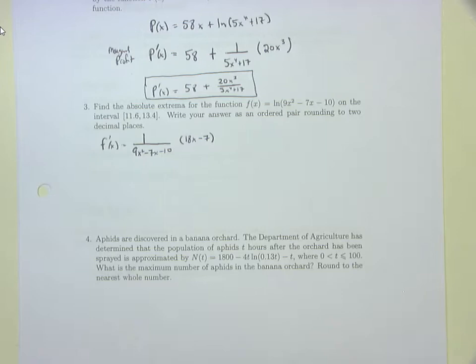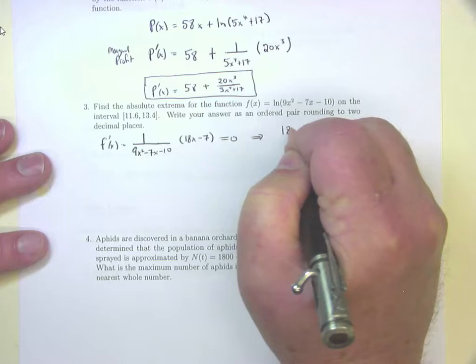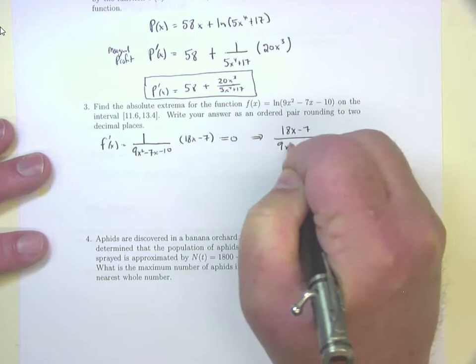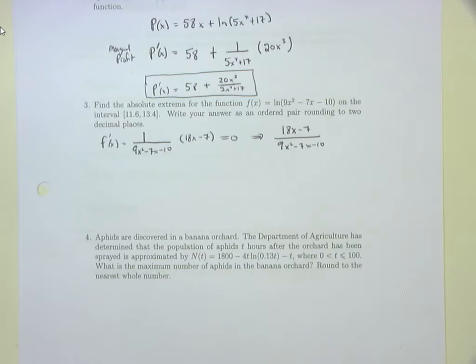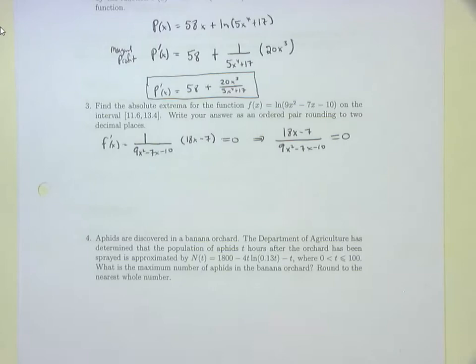I'm going to clean this up, and this is going to give me 18x minus 7 divided by 9x squared minus 7x minus 10. Now, we're going to set that equal to 0, and we're going to solve. How do you solve a fraction equal to 0? What's your first move? Always, multiply by your denominator. When you're solving equations, you want to get rid of your denominator. So I'm going to multiply both sides by this.